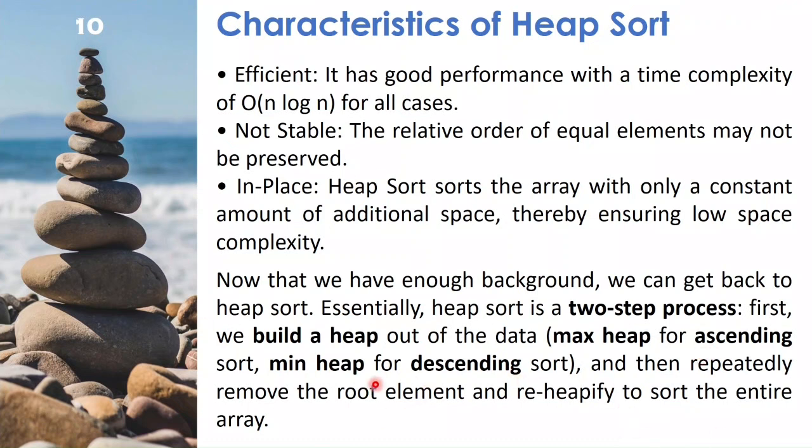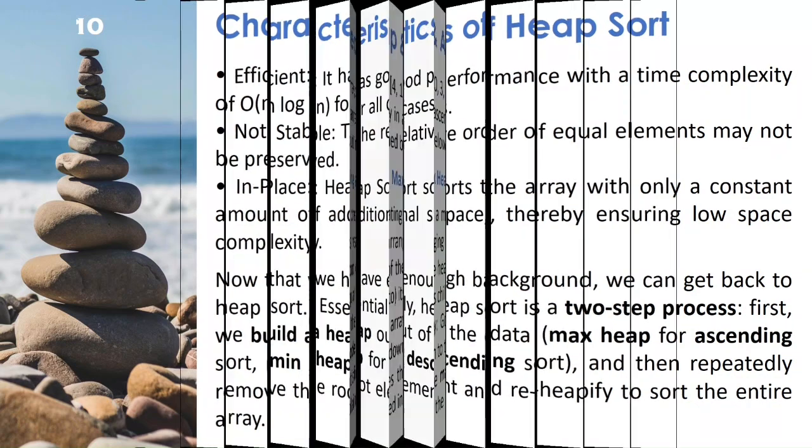So now that we have this information, I did say before that heap sort is basically a two-step process. First, we build the heap out of the data. If you want ascending order, we're going to build a max heap. If you want descending, we're going to build a min heap. And then we repeatedly remove the root and then reheapify the remaining part. That'll again put the maximum or minimum element as the root. That'll be removed, and then we reheapify, and then finally we end up with a sorted array.